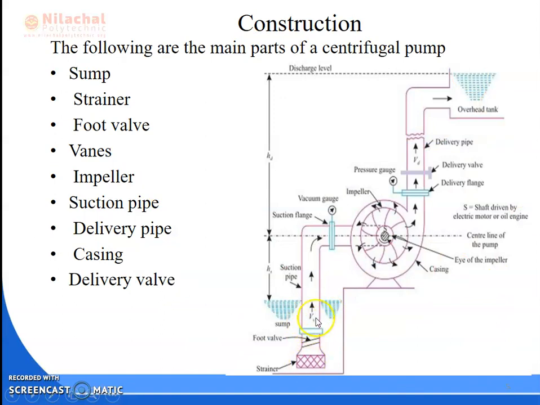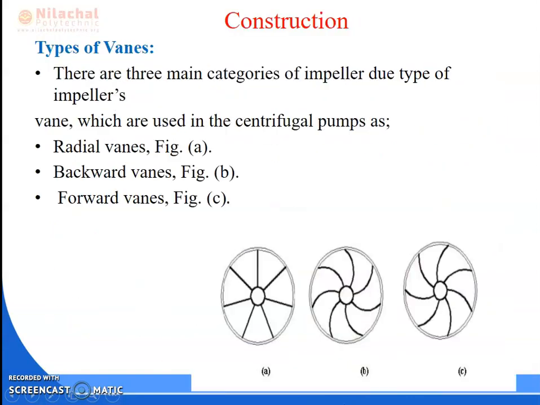Due to the pressure difference, the suction pipe sucks the water from the sump, and first it passes through the strainer, which removes the dust and dirt particles. Then the foot valve opens in the upward direction, and water flows through the suction pipe to the eye of the impeller. As the impeller rotates, the water passes through the backward vane and then into the casing. When it passes through the casing, the velocity decreases and pressure increases due to the gradual increase in area. From the casing, the water is delivered to the delivery tank through the delivery pipe. Okay, so that is the working.